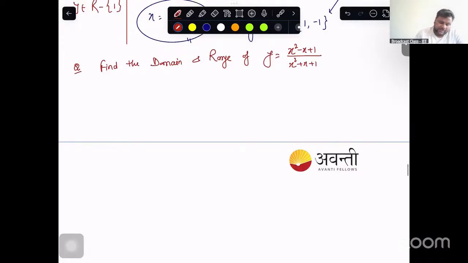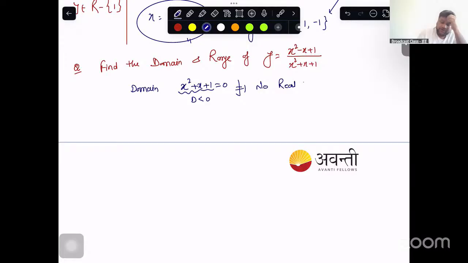Now see, first of all, from the domain point of view, what do you want? x square plus x plus 1. If you set it to 0, you realize that this quadratic has D less than 0, meaning no real root. That means its denominator is never going to be 0. So the domain is going to be x belongs to R. Fair enough? Is it okay?